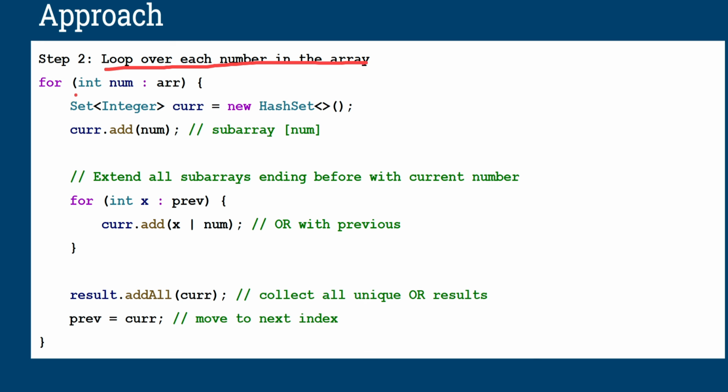Now we have to loop over each number in the array. How will we do that? Using the for-each, right? Just create a new set for the current. This is a HashSet. Keep adding the element to the current.